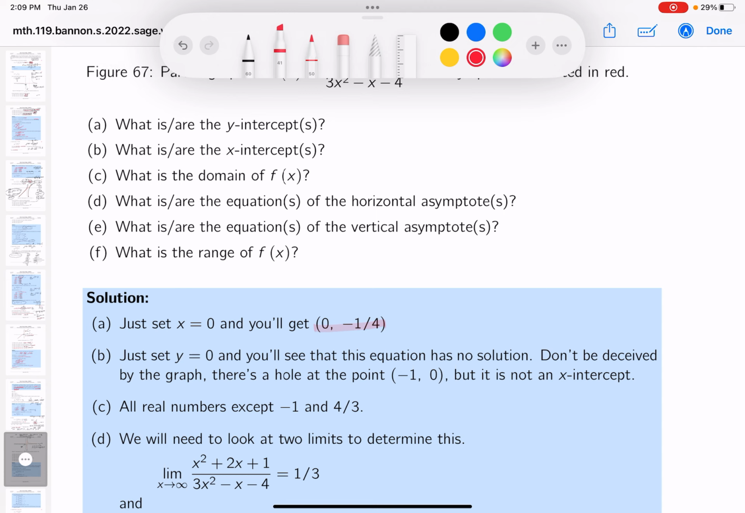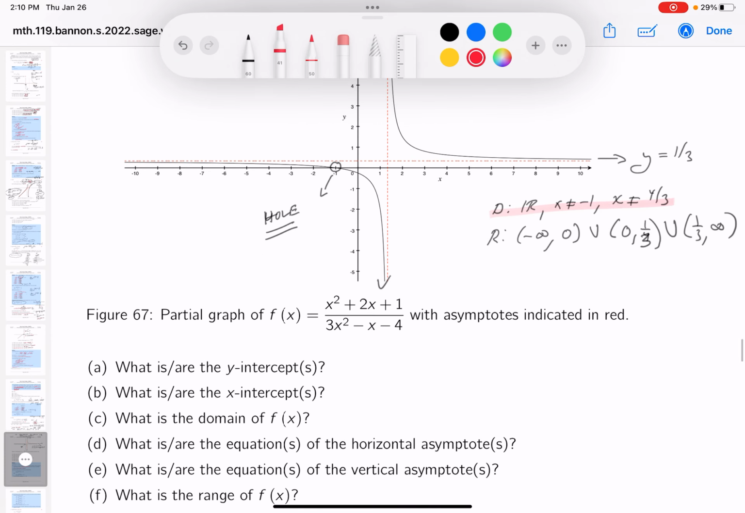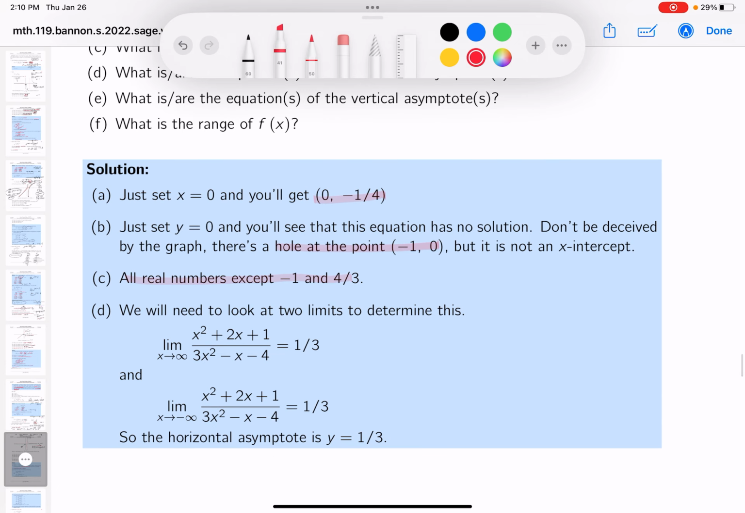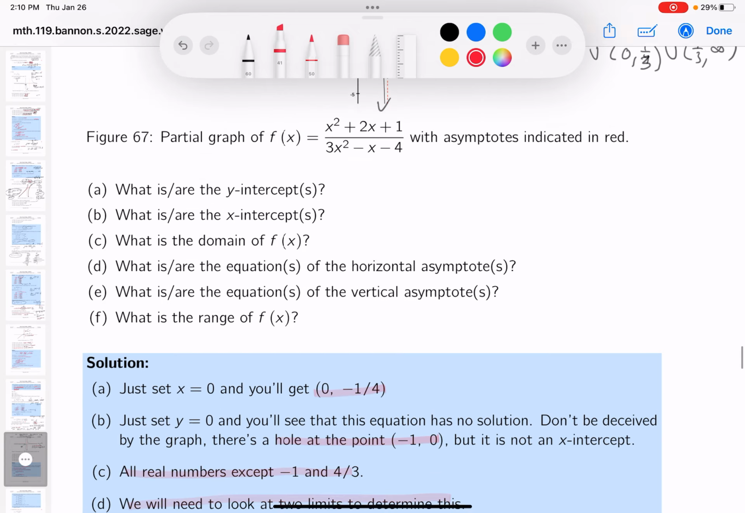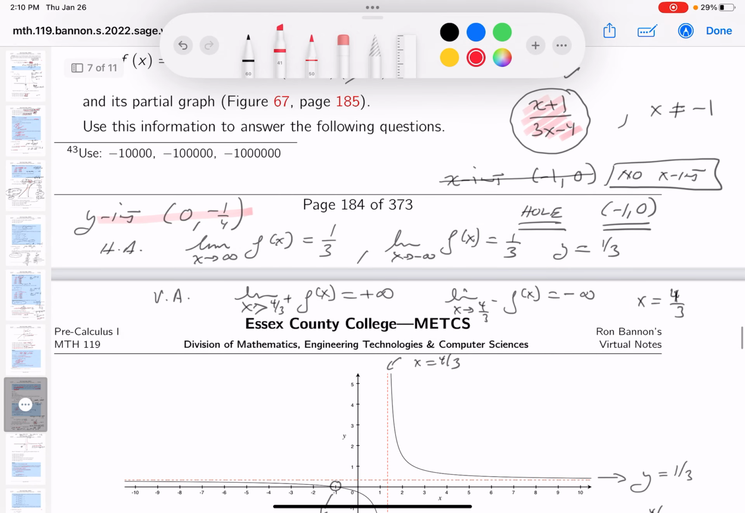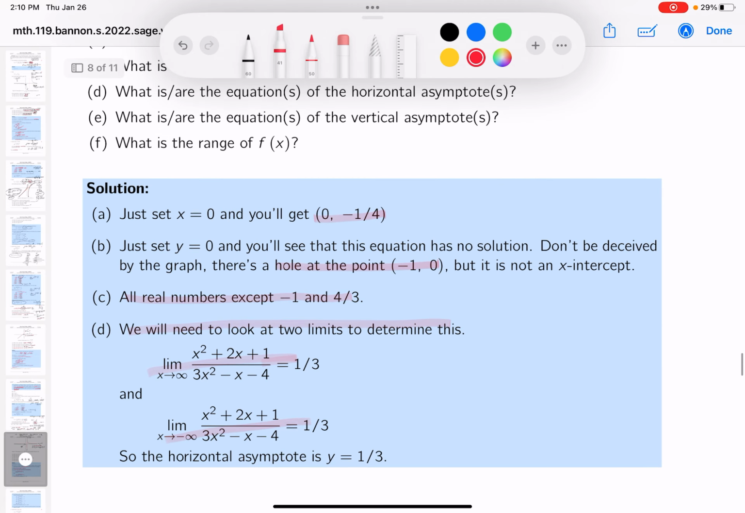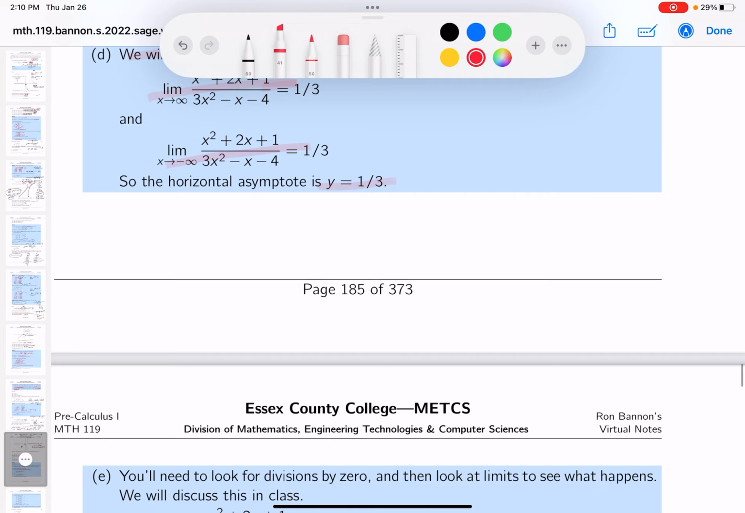Let's see. It says a hole. We did say that. All right. There's no x-intercepts. We did say that. What's the domain? All real numbers except -1 and 4/3. I think I did that over there. We did good. What else did we do? We did limits. Hope you remember that. As we go towards infinity and minus infinity, we said it's 1/3 in both cases. We did that over there. And that means our horizontal asymptote is also 1/3. Y equals 1/3. Let's go to the next question.